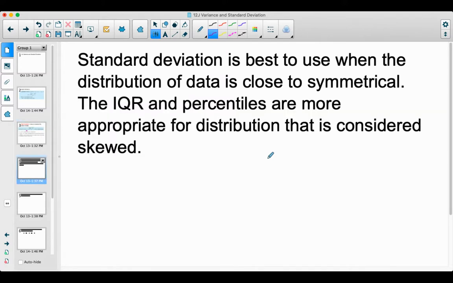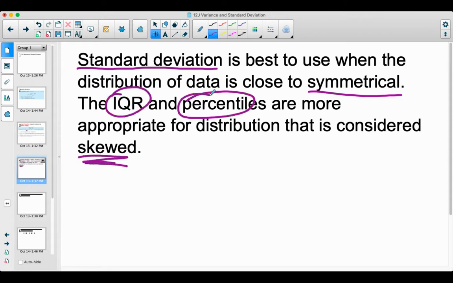Actually, let's talk about this first. Forgot about this slide, sorry. Standard deviation isn't always your best option to describe the distribution of the data. If you want to use standard deviation, your data should be symmetrical or really close to being symmetrical. If it is skewed at any point, then you're going to want to use the IQR and your percentiles to describe the distribution of your data. If it's not a symmetrical set of data, standard deviation is not your best option.